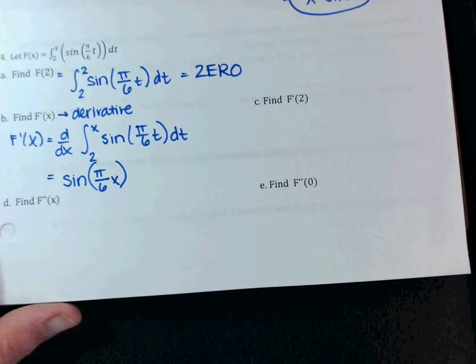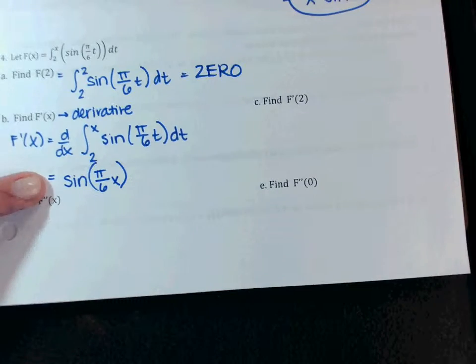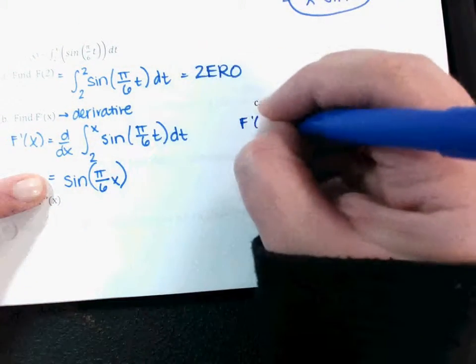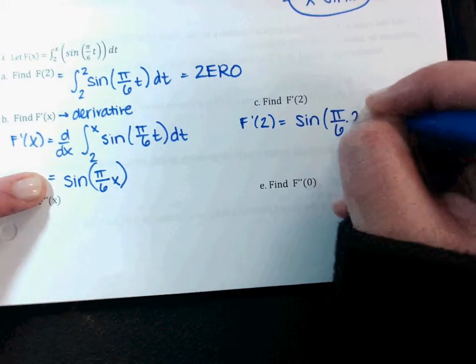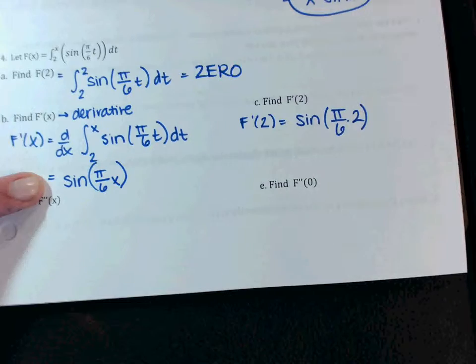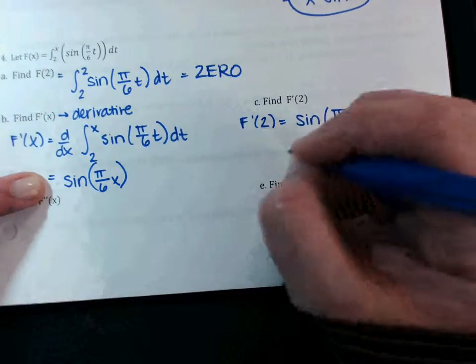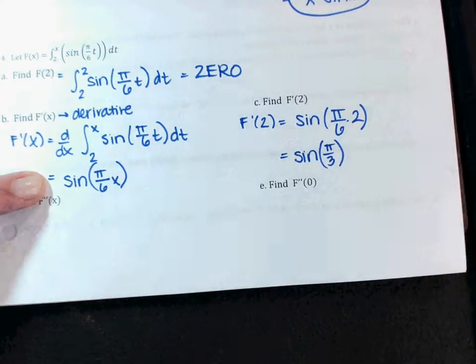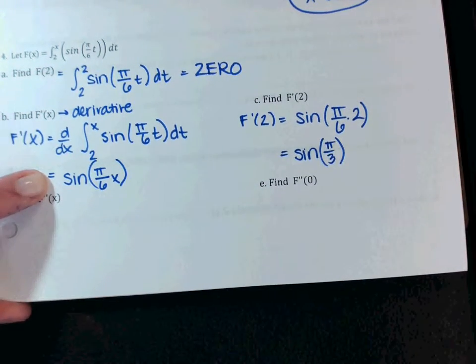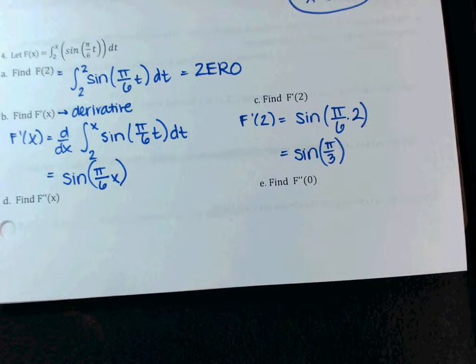Now, the other thing they could ask you to do, like they did in the previous part, is to plug in a number. So if this is f prime of any x, now I want f prime of 2. Well, then that would be the sine of pi 6 times 2. Now, 2 pi 6 is going to reduce to be what? Pi thirds, good. 2 over 6 is the same as 1 over 3. So pi thirds is 0, pi 6, pi fourths, pi thirds is here. Sine's on the bottom, so it's going to be root 3 over 2. Very good.